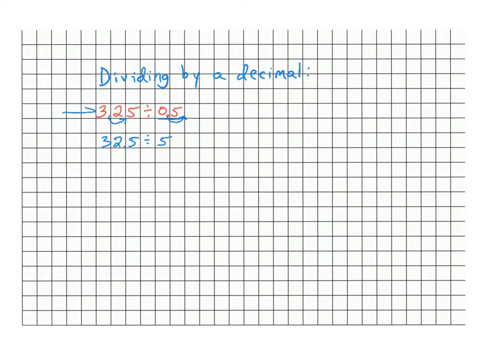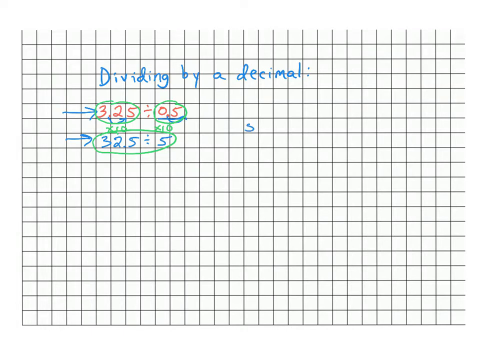These two division problems are really the exact same division problem, because when I moved the decimal point in this number right here 1 spot to the right, I really multiplied it by 10. When I moved this one spot to the right, I really multiplied that number by 10. So I'm going to get the same answer if I just do 32.5 divided by 5. So let's go through and do that.